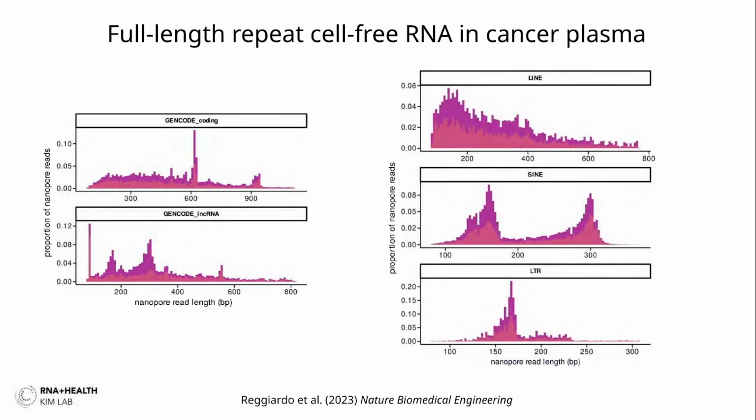And also, again, going back to these repeat elements, we see that there are a lot of these repeat elements that are also transcribed. The really interesting thing that we saw was that if you look at these SINE-derived cell-free RNAs, so a full-length typical SINE element in the human genome, which is an Alu sequence, is about 300 base pairs in length. So we see that a lot of these are exactly this 300 base pairs in length.